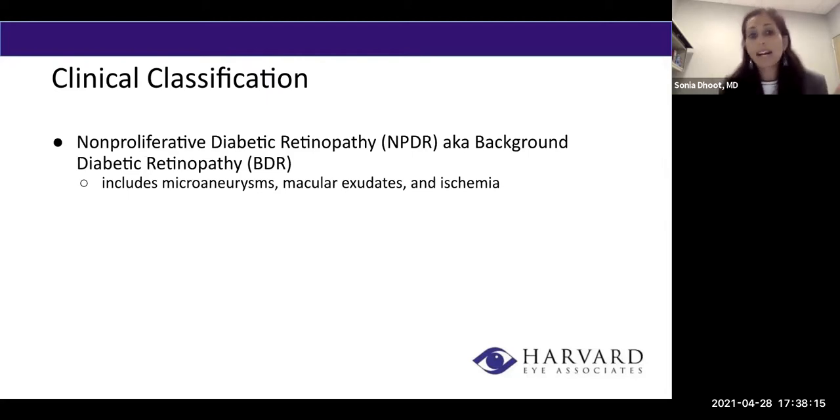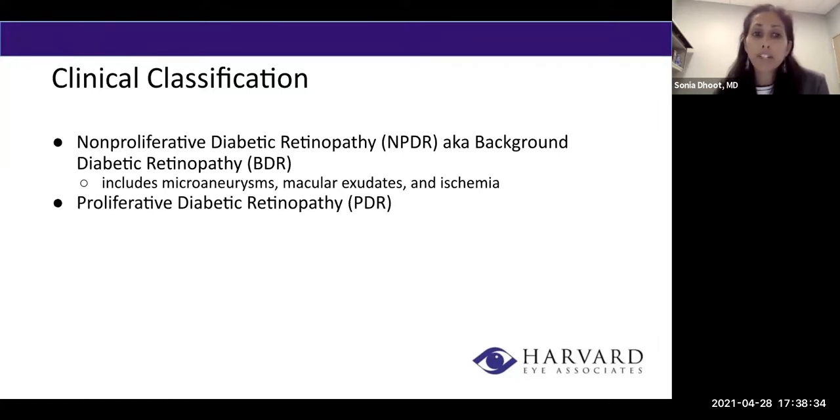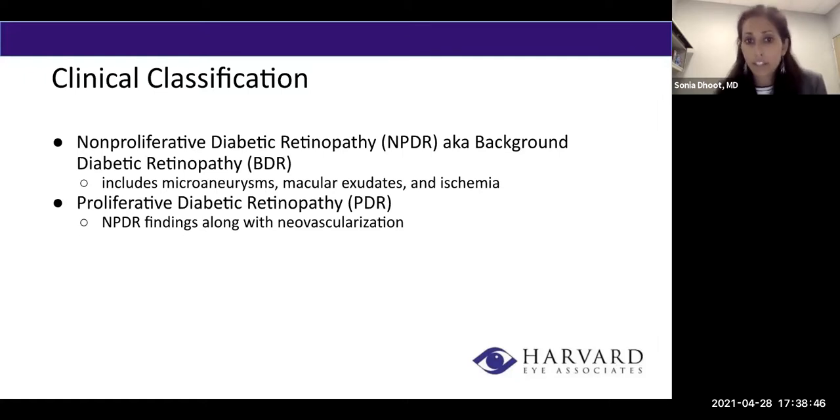So there's two big classes. There's non-proliferative diabetic retinopathy, also known as background diabetic retinopathy. And that includes something called microaneurysms, macular exudates, and ischemia, which just means reduced blood flow. And I'll show you pictures of all of these things in just a minute here. And then the second umbrella term is called proliferative diabetic retinopathy, and that's much more severe. And that includes all of the findings of the non-proliferative stage, along with something that we call neovascularization, which means new blood vessel growth.